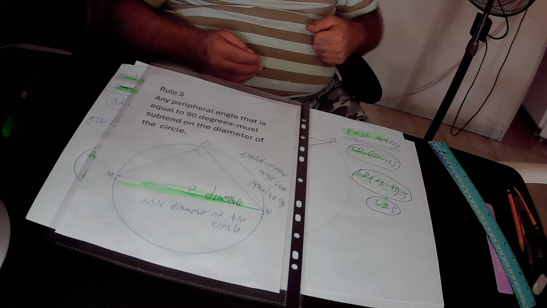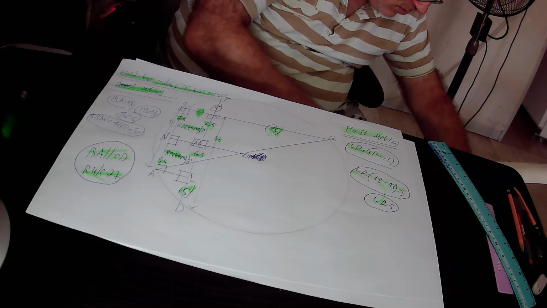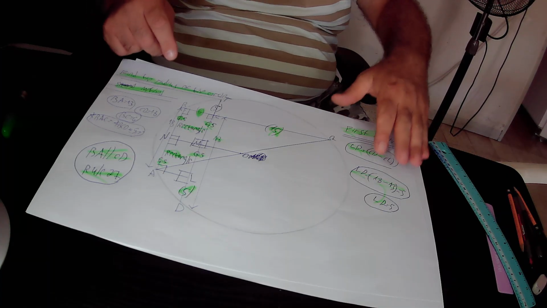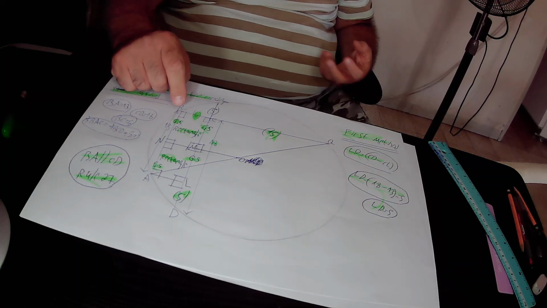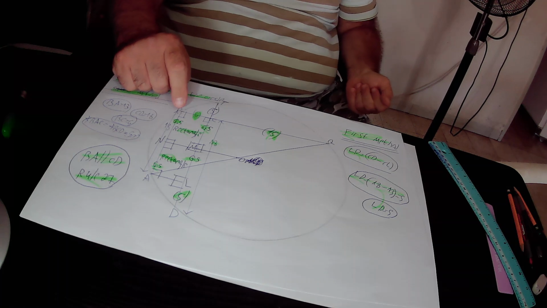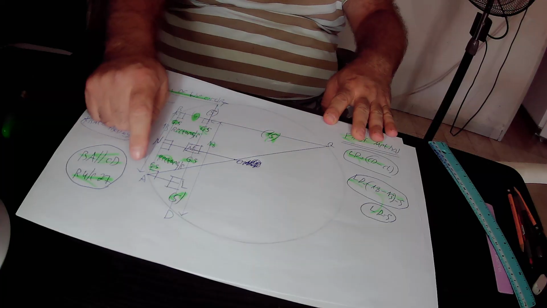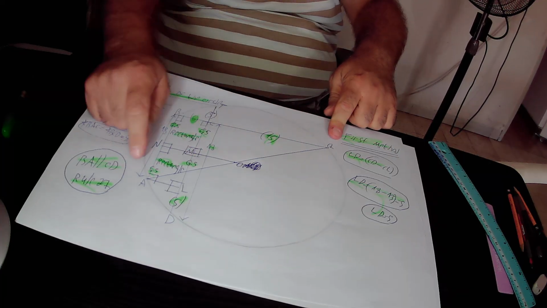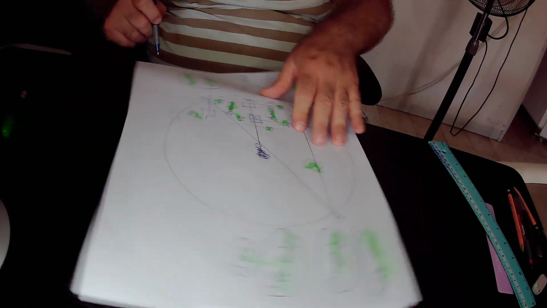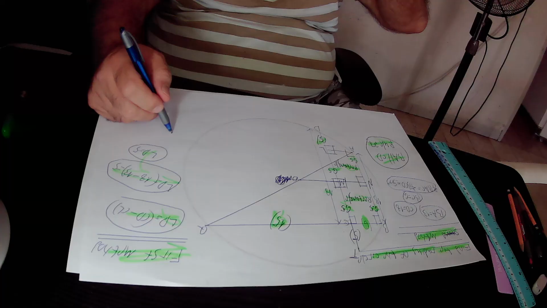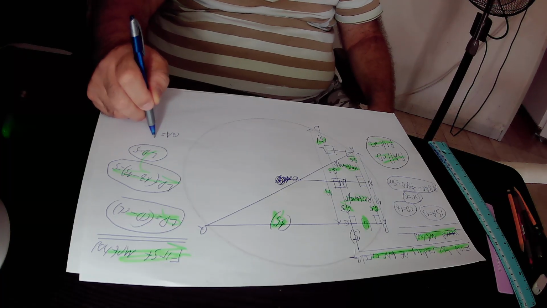So we can implement rule 5 in our drawing. We have peripheral angle QBA, which is equal to 90 degrees in size, and therefore according to rule 5, peripheral angle QBA must subtend on the diameter of the circle. Peripheral angle QBA subtends on QA, therefore according to rule 5, chord QA is the diameter of the circle.